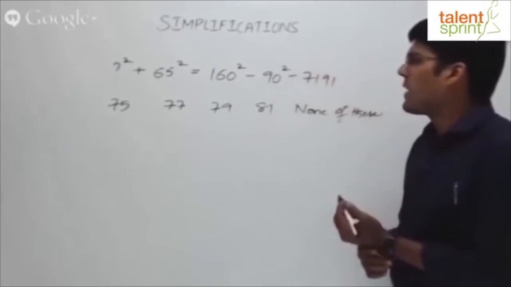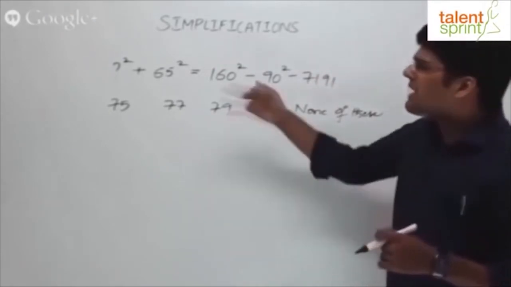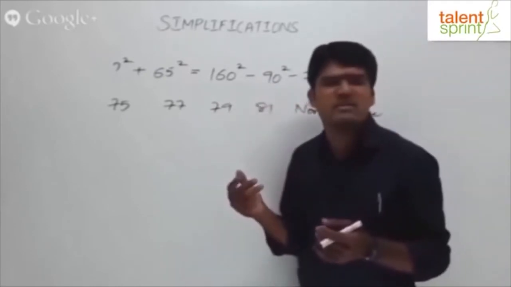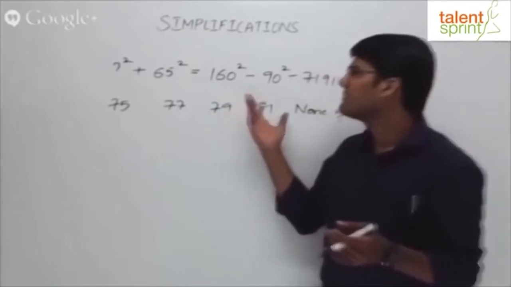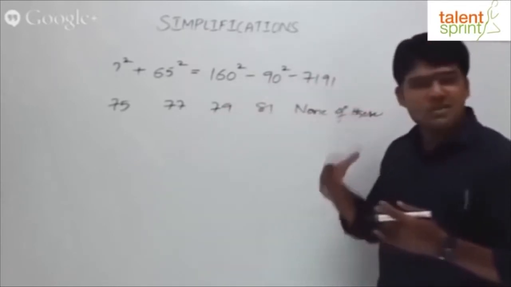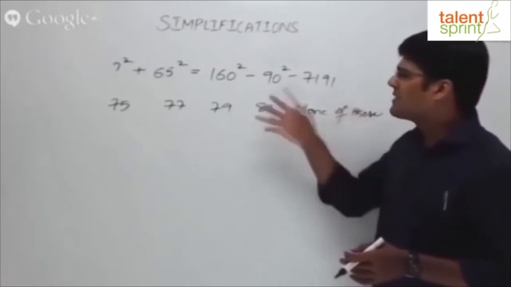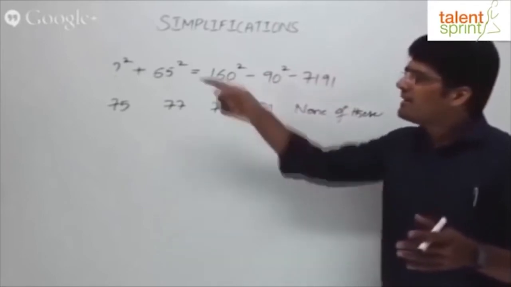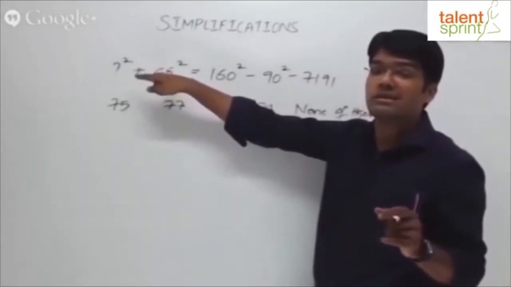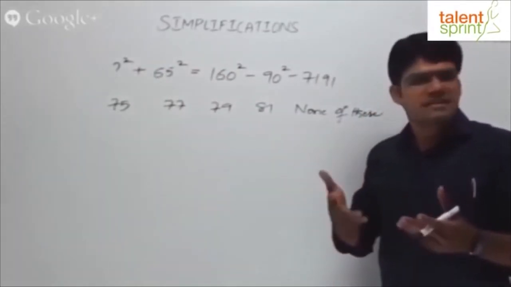Let's look at the solution now. How much time will it take? Ideally, if you want to do the complete solution, 65 square, 160 square, though easy, would take some time. How much is 65 square? 4225. 160 square is 25,600, right? Then 90 square. How much will 90 square be? 8100. Then 7191. So you can do that simplification and then take the square root, because this is question mark square. Remember, I told you, you have to be careful about these kinds of questions, and you'll be able to get the answer. It would take about 45 seconds, not more than that, right?